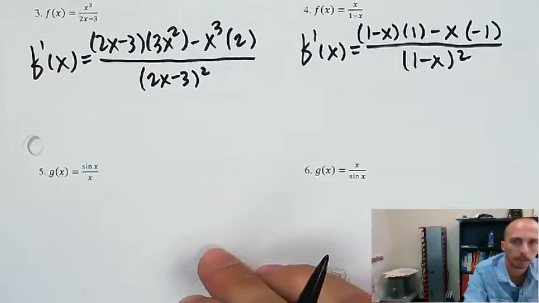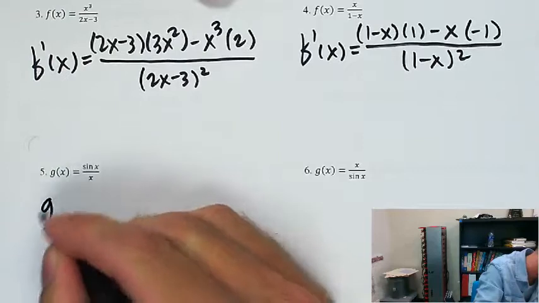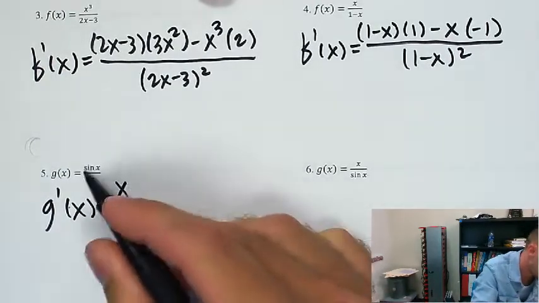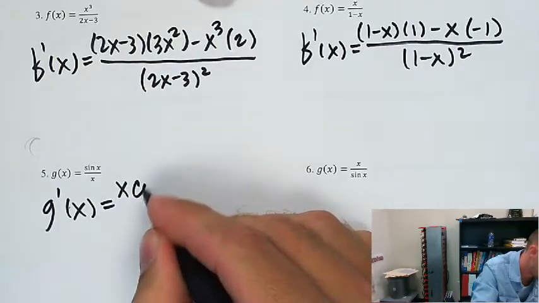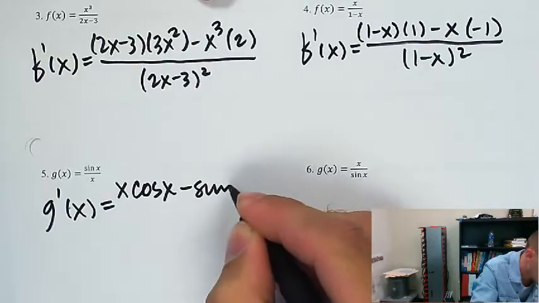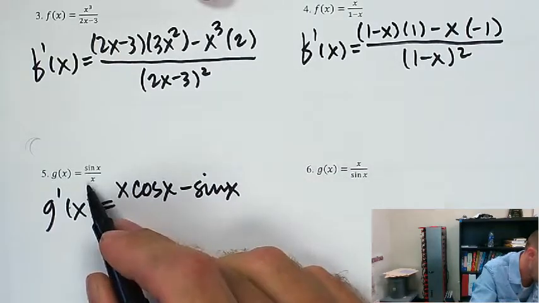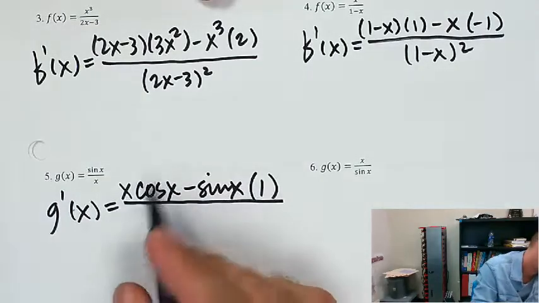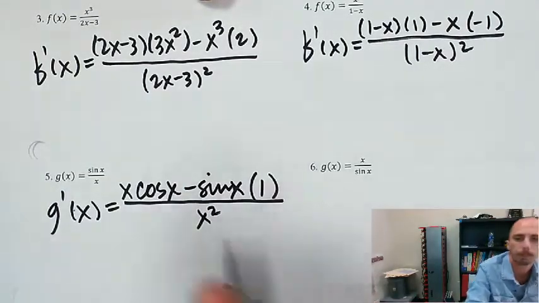Okay. Leave that for a second while I'm working this one. g prime of x is going to be, okay, bottom times the derivative of the top. The derivative of sine of x is cosine x, minus the top times the derivative of the bottom. Well, the derivative of the bottom is just going to be 1. And divided by the bottom squared.